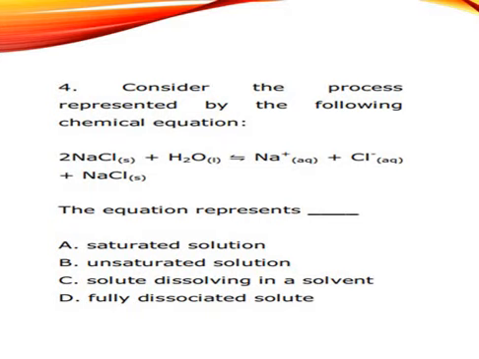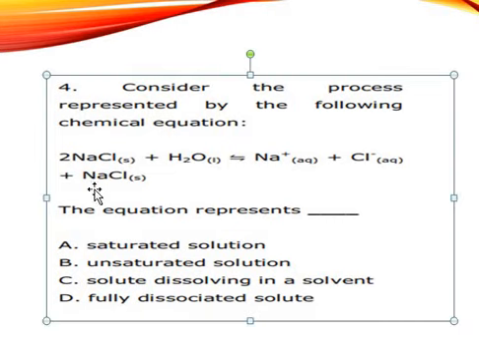So they asked you that the equation represents A, saturated solution, B, unsaturated solution, C, solids dissolving in a solvent, D, fully dissociated salt. So of course this is a solid dissolving in a solvent, but what this equation really shows is that this is a saturated solution, and by saying it is a saturated solution, we are implying that the complete solute didn't dissolve. That's why we have a remainder of the sodium chloride here. Hence, it is not a fully dissociated solute, and it is not merely a solute dissolving in solvents, and it is not an unsaturated solution, but a saturated solution. That's why we have some solid crystals. So your answer is A.